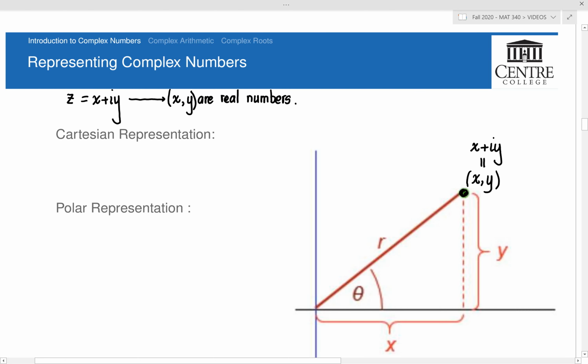A bit of notation here. If we're given a complex number z equal to x plus iy, then we're going to denote x as the real part of z, and y we're going to call the imaginary part of z. Therefore, sometimes we're going to denote this axis as the real axis, and this one here as the imaginary axis.